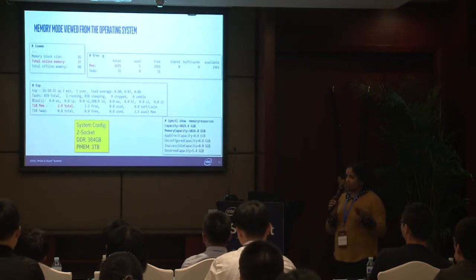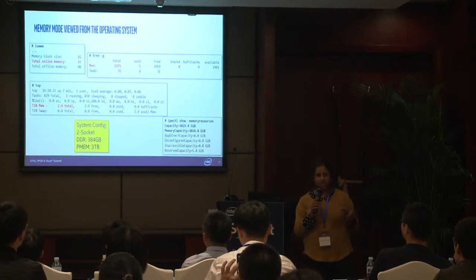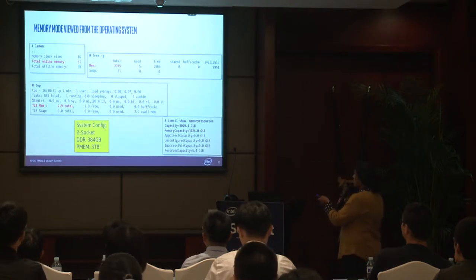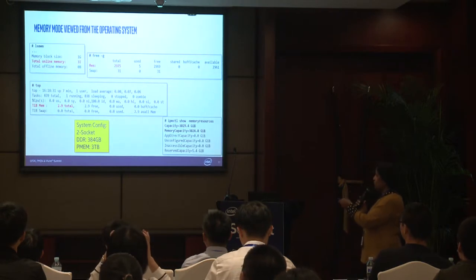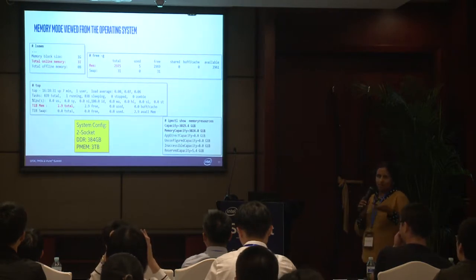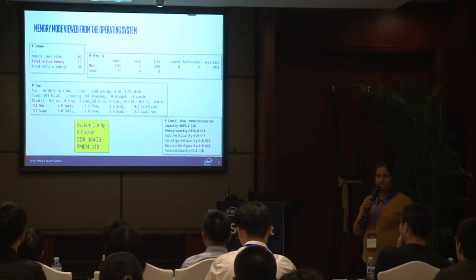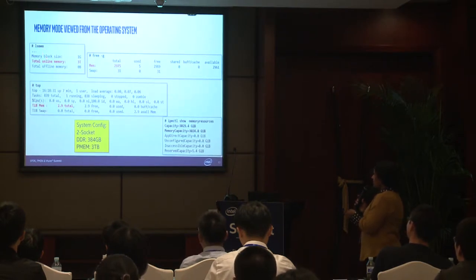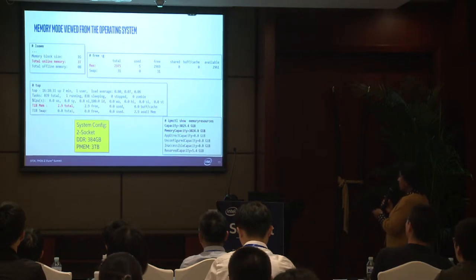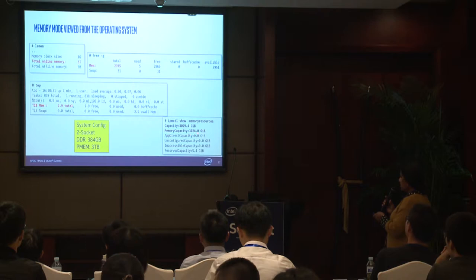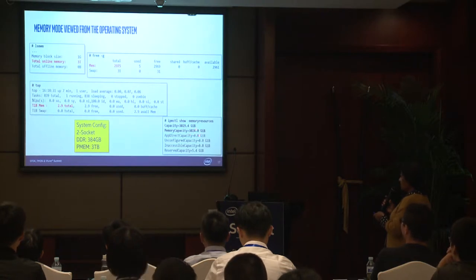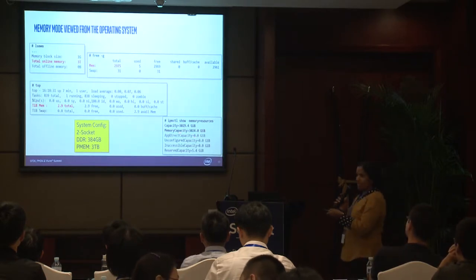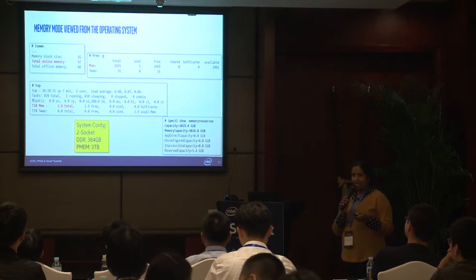Once you configure in memory mode using IPMCTL, you can use your favorite Linux memory tools to look at the volatile capacity that the operating system is seeing. Now you can run lsmem and it shows 3 terabytes. There are several different tools you can use. You can also run ipmctl show memory resources, and now the memory capacity is shown as 3 terabytes, and the AppDirect is shown as 0 bytes. This is something simple to validate whether IPMCTL has done the right thing or not.